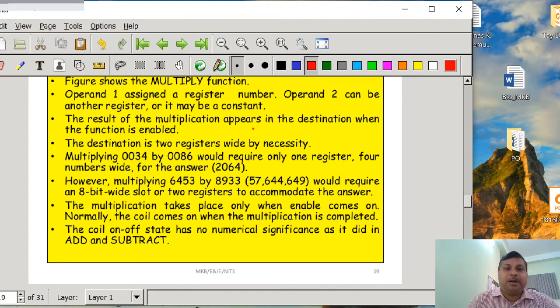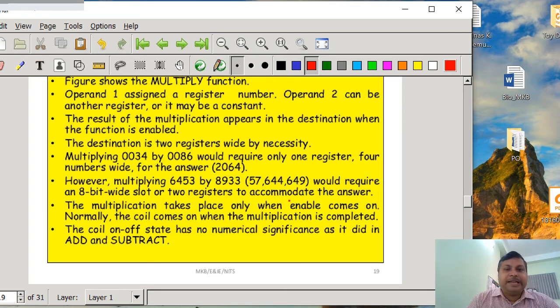The result of the multiplication appears in the destination when the function is enabled. The destination is two registers wide by necessity. Multiplying 34 by 86 would require only one register, that is 4 digits wide, as the answer is 2064. However, if you want to multiply 6453 by 8933, the result 57,644,649 would require an 8-digit wide slot, two registers, to accommodate the answer.